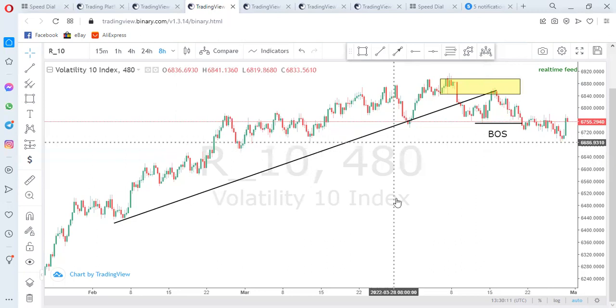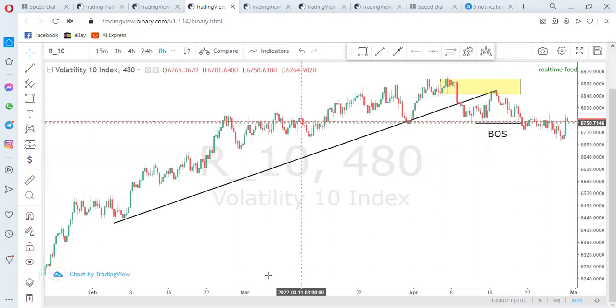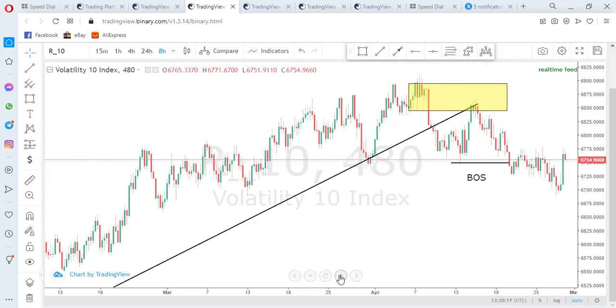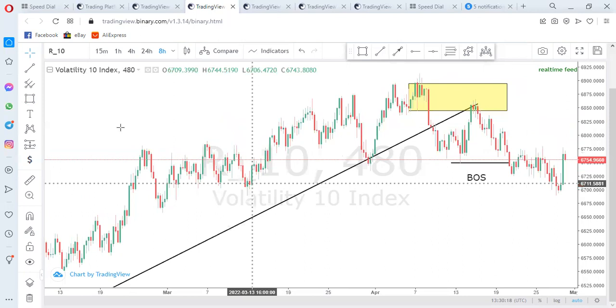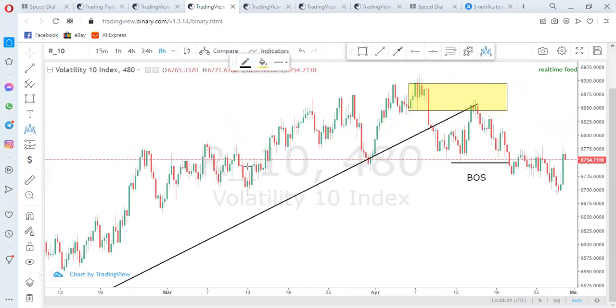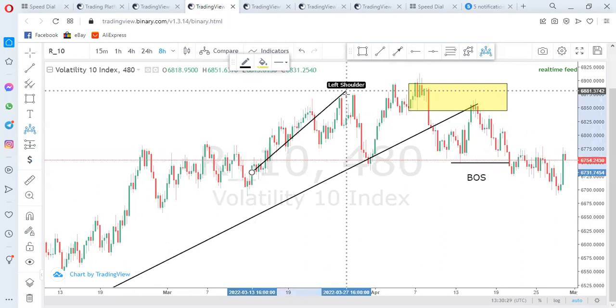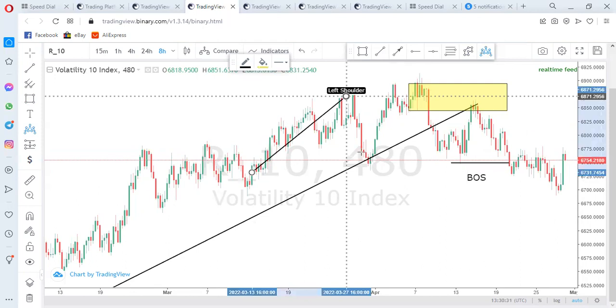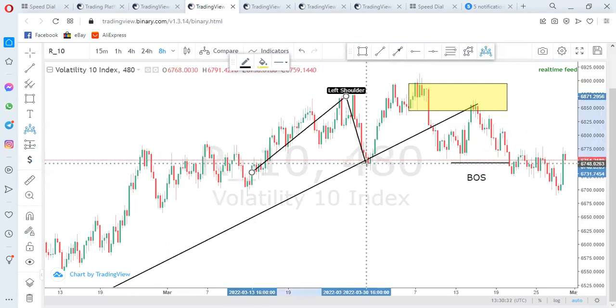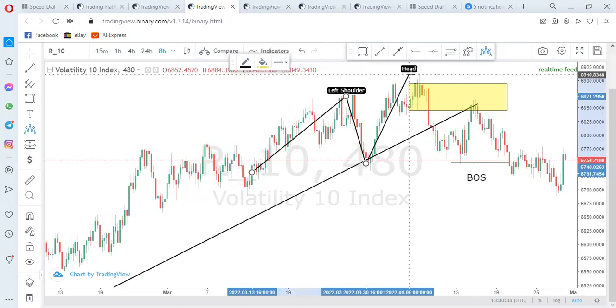And I can still show you another thing I'm seeing here from the retail perspective. I'm doing more of the retail perspective at this point in time. Let me show you a reversal pattern on the higher time frame, on the daily time frame, which is a head and shoulders pattern. And that's what you can see here.